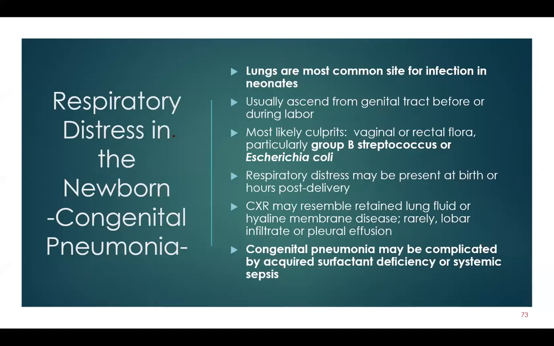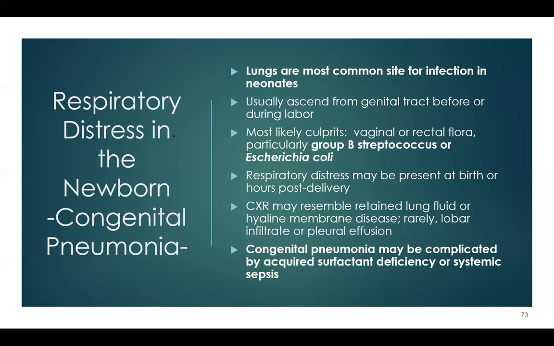Respiratory distress syndrome in the newborn, congenital pneumonia. So congenital pneumonia: the lung is the most common site of infection for neonates. It usually ascends from the genital tract before or during labor. Most likely culprits here are going to be vaginal or rectal flora. Beta strep group B, this is why we vaccinate mothers or test them for beta strep group B, or E. coli. Respiratory distress may be present at birth or a few hours or days after delivery.